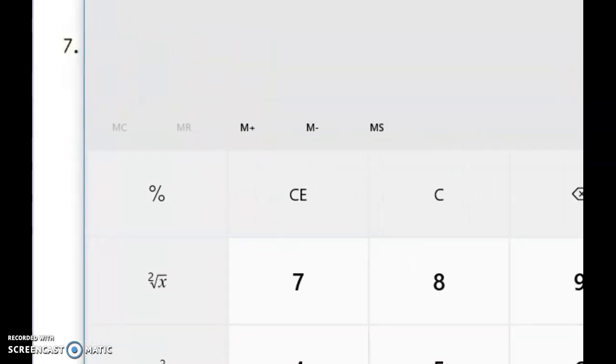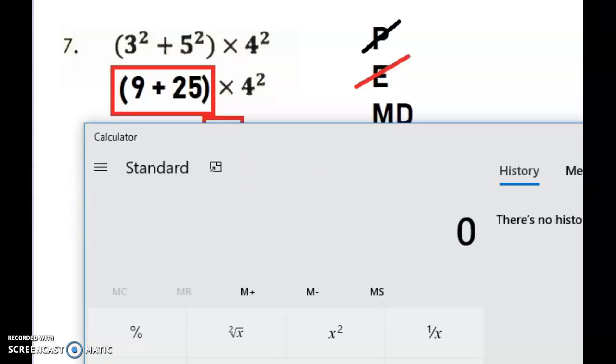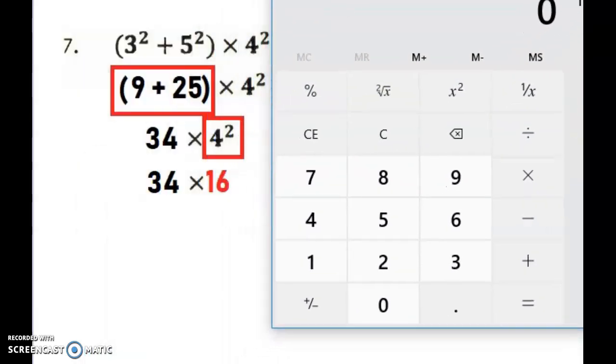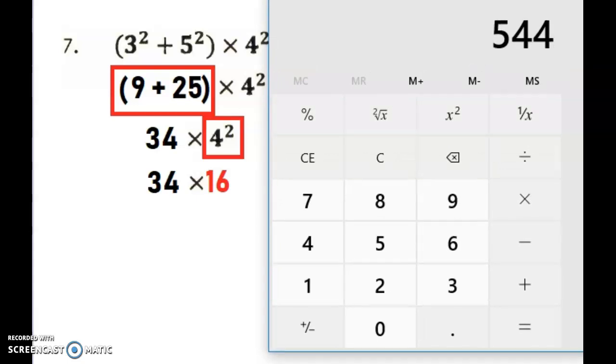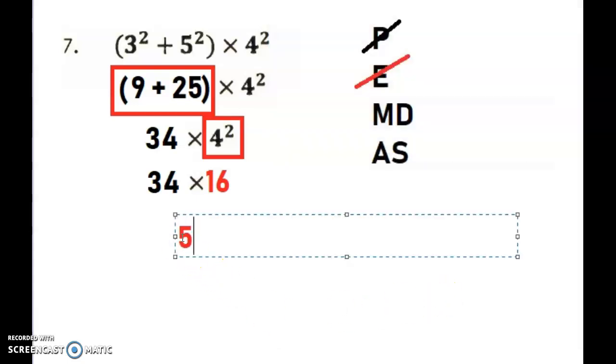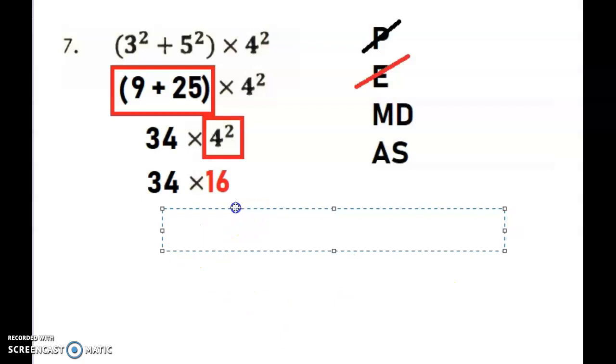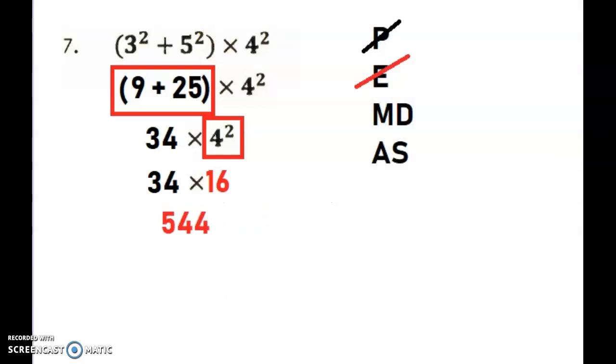Because we're not really working on if you guys know how to multiply and divide. We're just working on if you can follow the steps of order of operations. So I'm cheating. 34 times 16 equals 544. So that's going to be my answer here. And there we go. That's how we do PEMDAS.